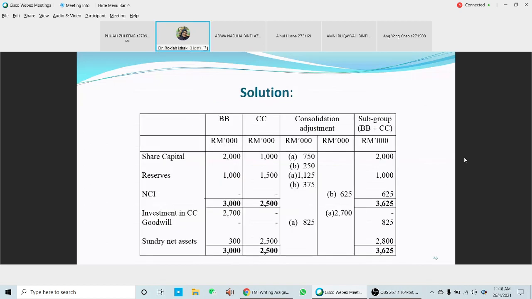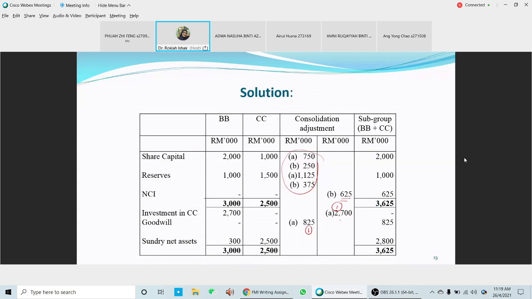So this is between B and C. Okay, we prepare from the lower tier, B and C, A and B. This is from the journal entry that we have, A and B here. The amount of NCI here, we have 625. The investment, we already eliminate from the first journal entry. 825 here is a goodwill. The first journal entry also, A and B.